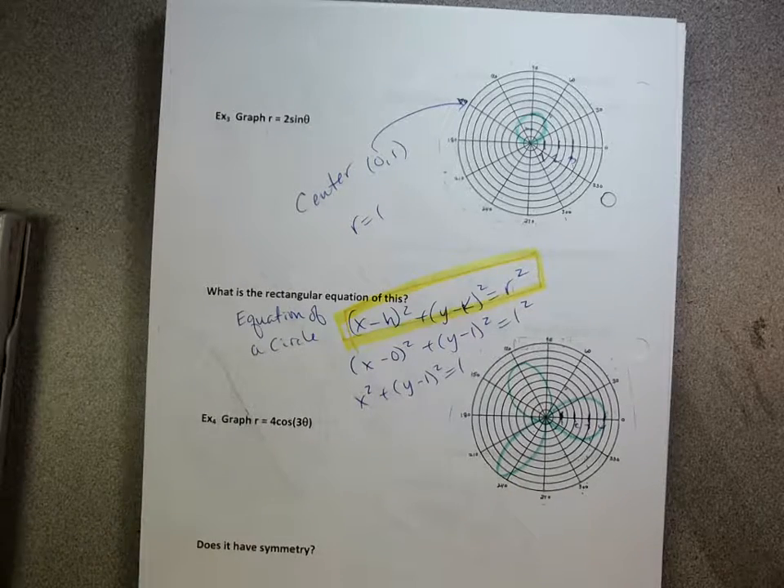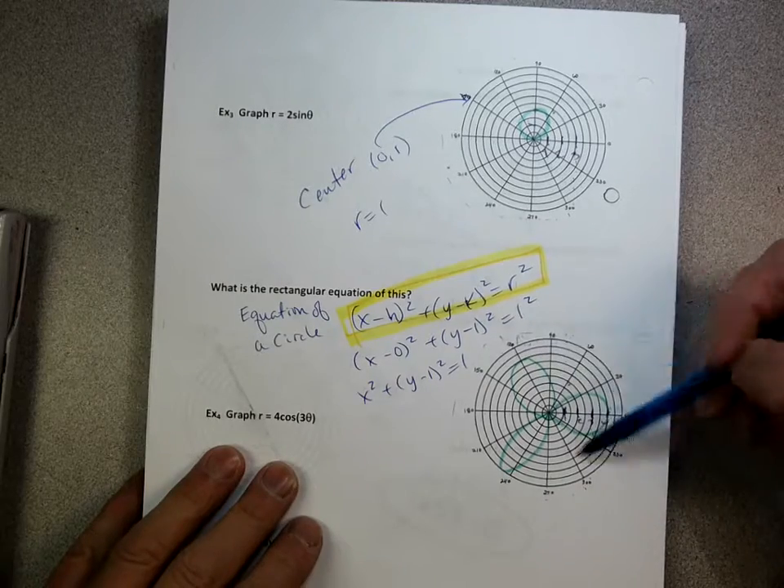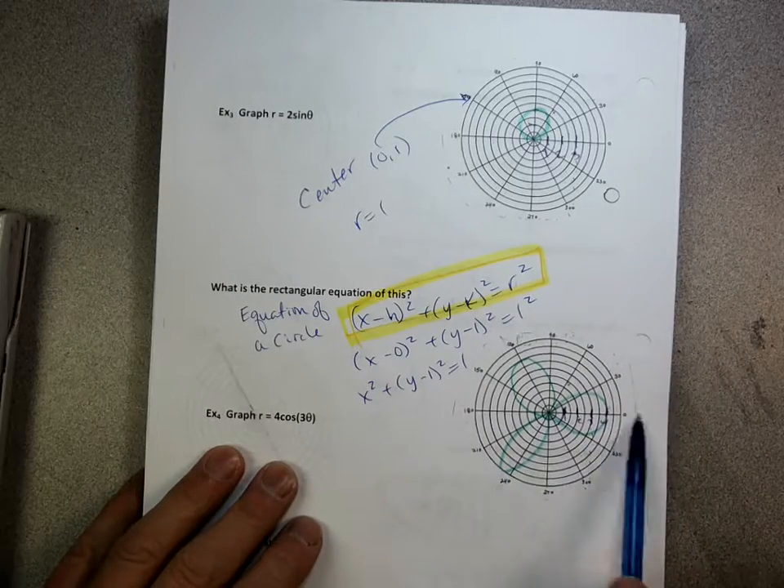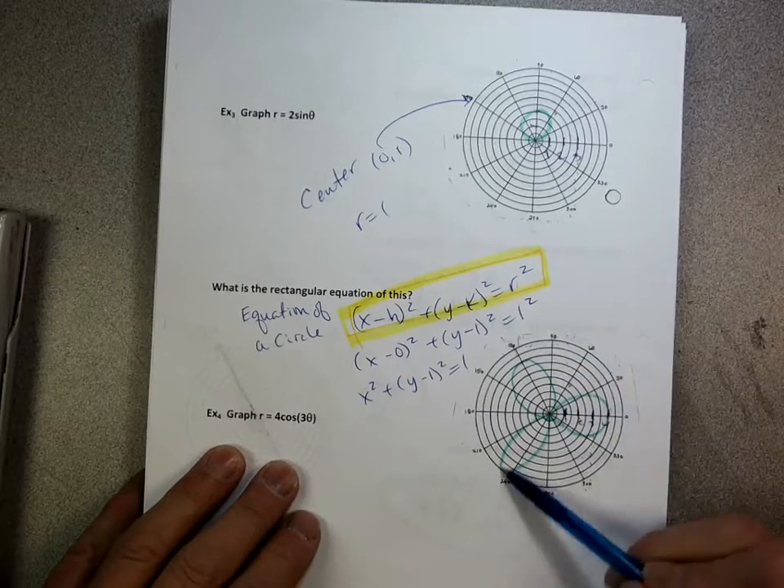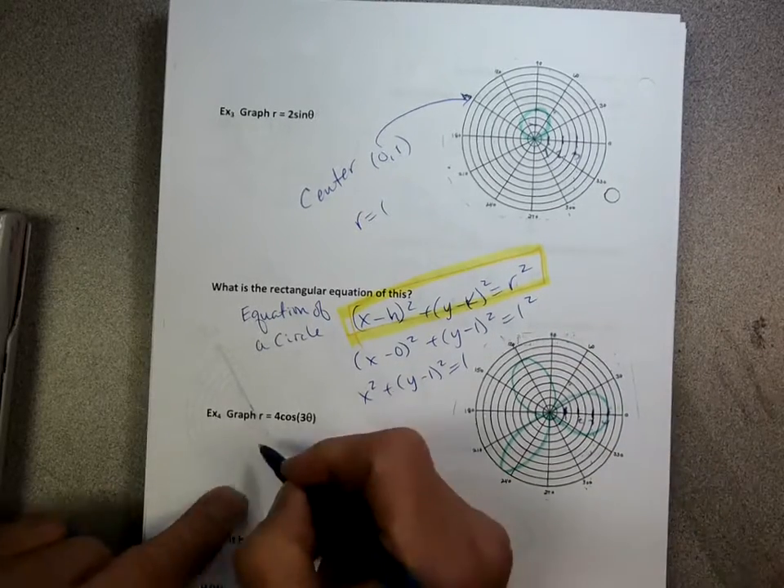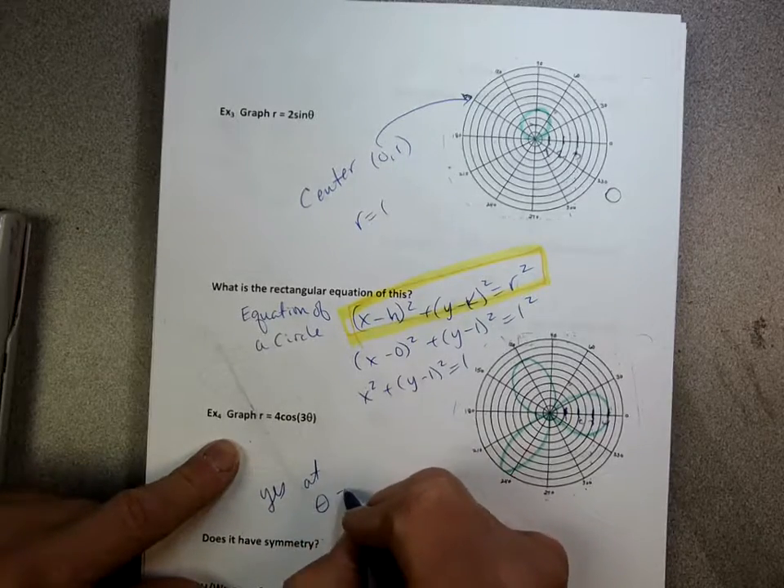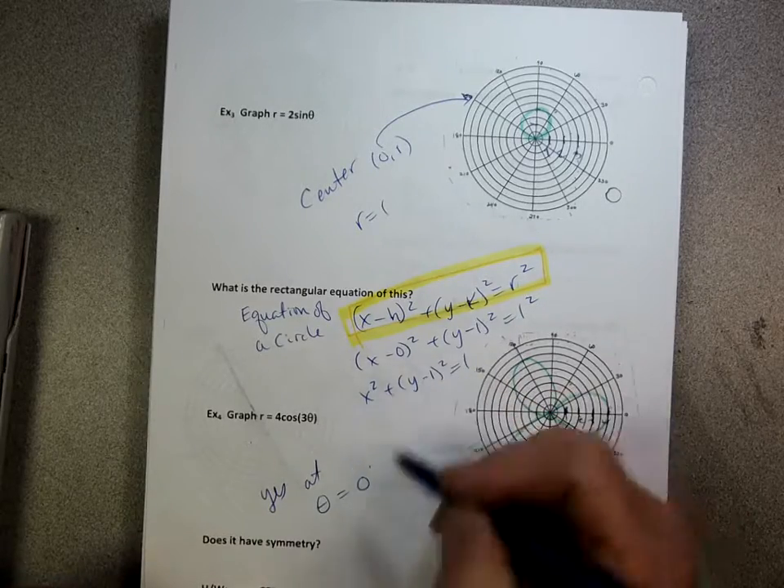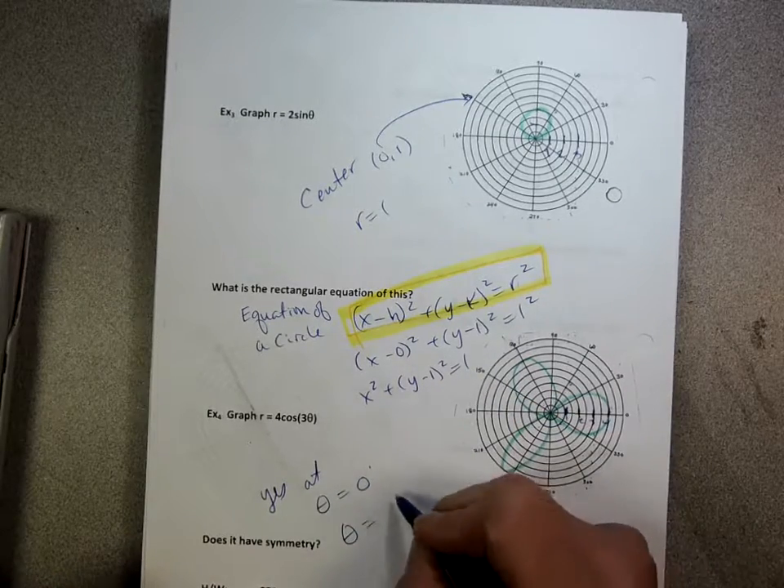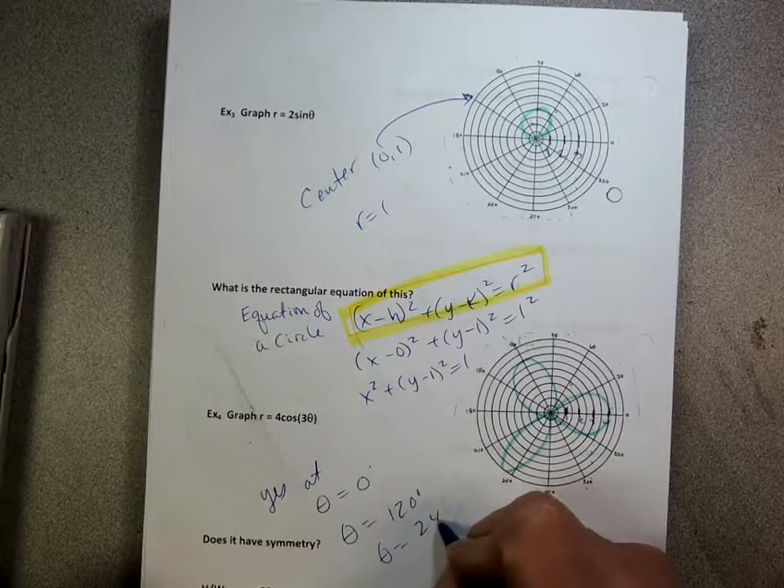Does it have symmetry? It has symmetry, yes, it does. And it depends on where your symmetry is. It has symmetry at 0 degrees. It has symmetry at 120 degrees. It'll have symmetry at 240. So it has symmetry at theta equals 0. How would you call symmetry? Theta equals 120 degrees, or theta equals 240 degrees, okay?